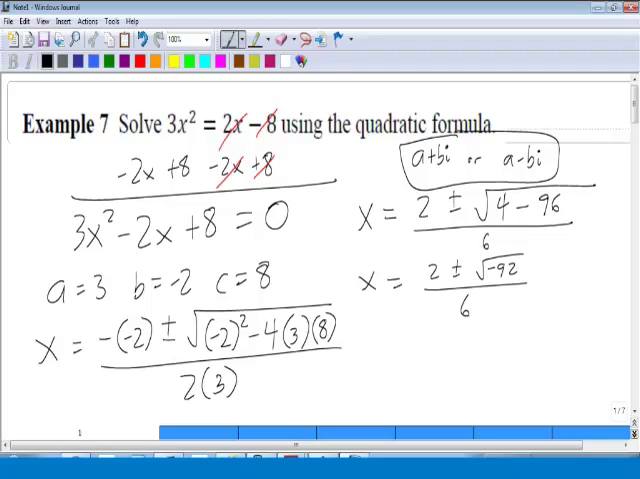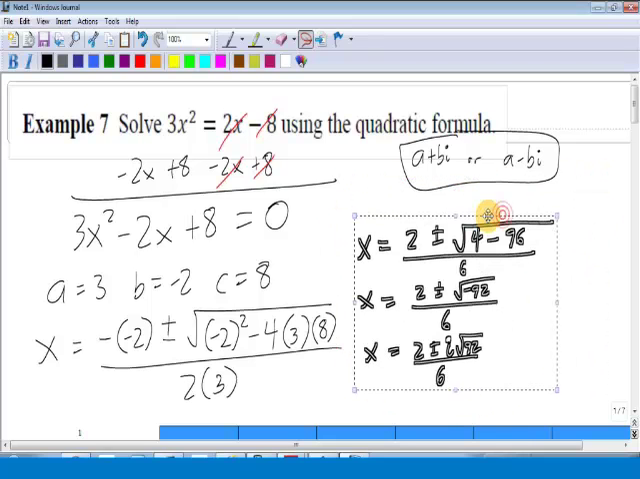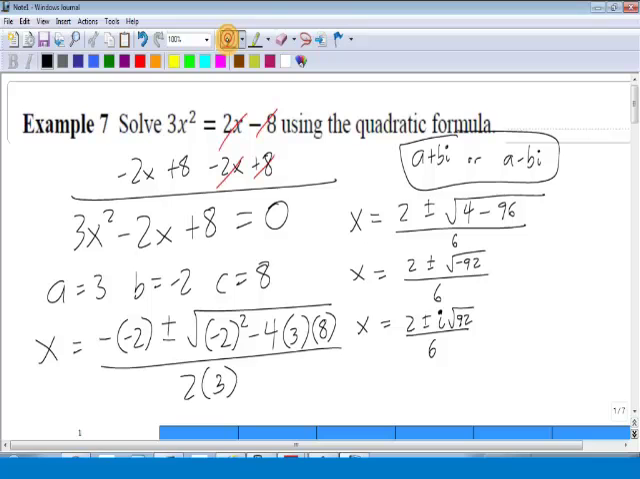Couple things we're going to need to do. We deal with a negative sign. How do we deal with the square root of something negative? It involves i. That can be written as i times the square root of positive 92. But then we notice that the 92 itself is divisible by a non-trivial perfect square. 92 is divisible by what perfect square? It is divisible by 4. So we can simplify the radical. x equals 2 plus or minus.